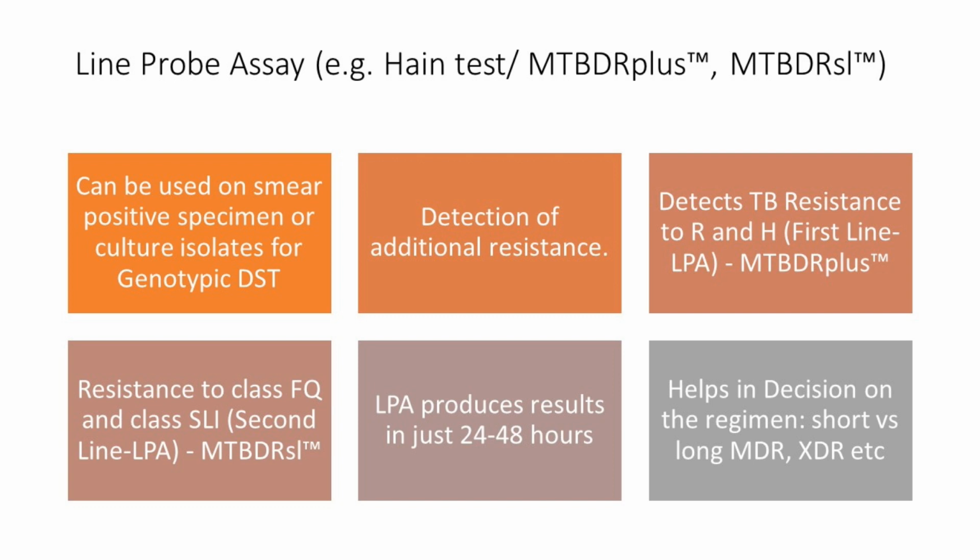Advantage: with conventional DST, you look at culture for 3 weeks, it doesn't grow, wait till 6 weeks, it grows, then you do a DST for another 3 weeks, so by the time you get a report, it's 9 weeks. LPA gives you a report in 24 to 48 hours, and you can do it in any sample. You don't need to wait for a culture positive, you can do it in a smear positive sample. So you can decide whether this patient is XDR TB or MDR TB, and devise your regimen immediately within 24 to 48 hours. So line probe assay is highly used in the RNTCP program.